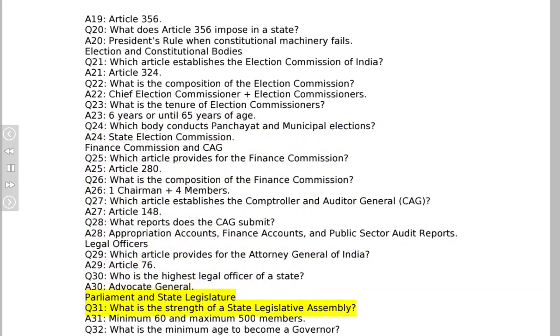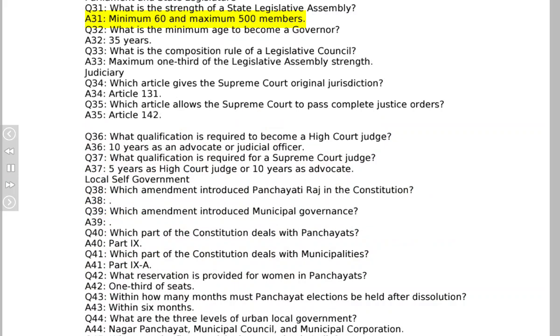Parliament and State Legislature. Q31. What is the strength of a state legislative assembly? A31. Minimum 60 and maximum 500 members. Q32. What is the minimum age to become a governor? A32. 35 years. Q33. What is the composition rule of a legislative council? A33. Maximum 1/3 of the legislative assembly strength.